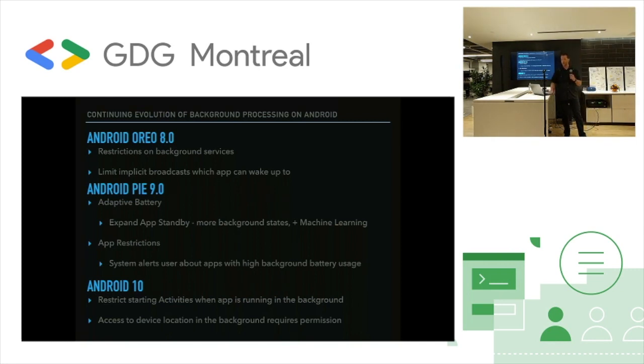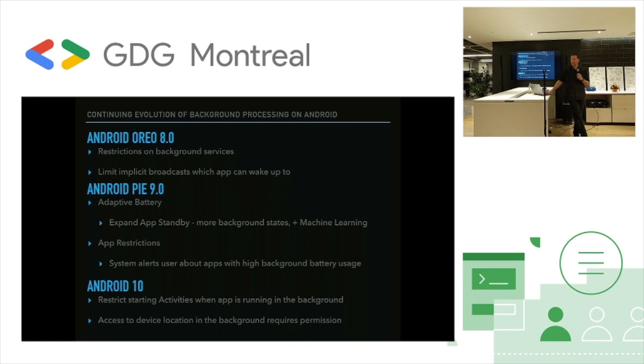On Android Oreo 8, suddenly there were restrictions on background services. An app running in the background cannot launch a background service. They can launch a foreground service, but if you try to launch a background service in the background, there will be an ANR. And this is to prevent malware from getting its roots in your system. The other thing on Android Oreo is it would limit the implicit broadcasts which an app can wake up to. You now have a very short list of things that you're allowed to listen to from the operating system.